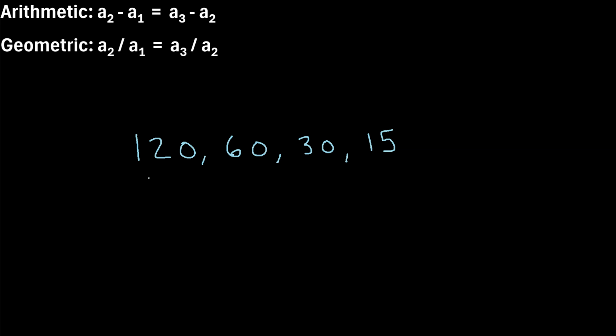Okay, let's try another example. Let's say we have 120, 60, 30, and 15. How can we determine if this series is arithmetic or geometric? Well, first, let's go ahead and label each of these values. So this will be a1, this is term a2, this is our term a3, and this is a4.